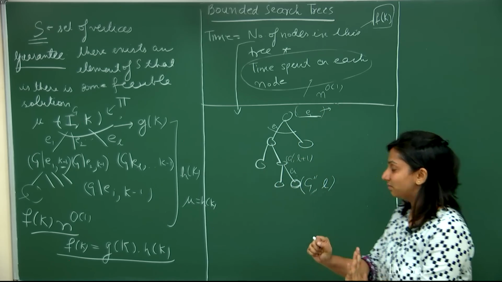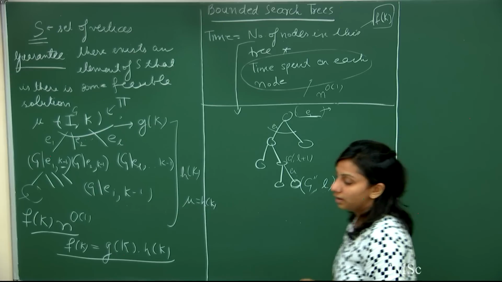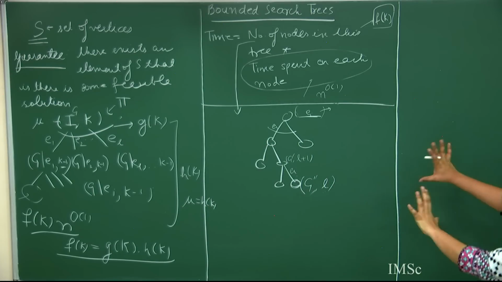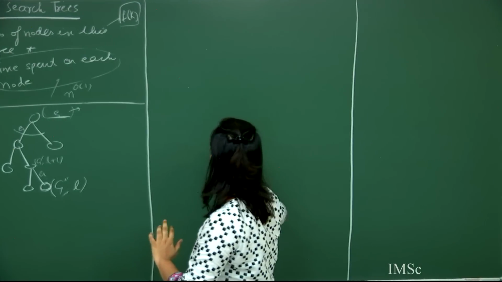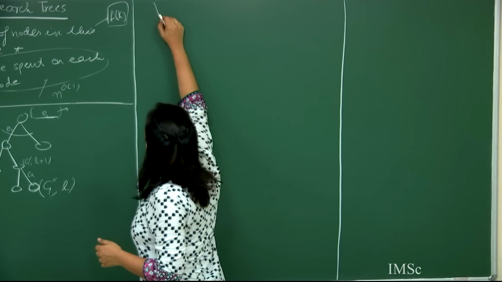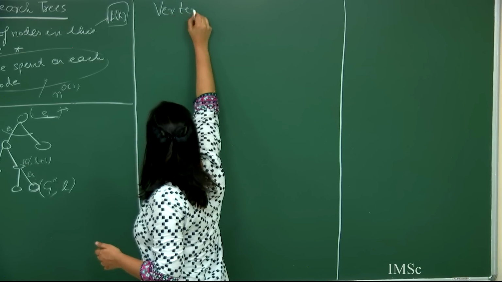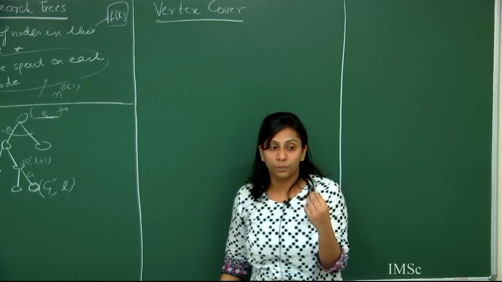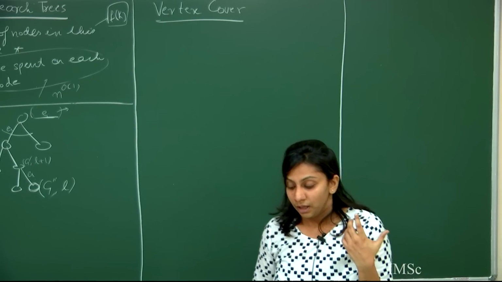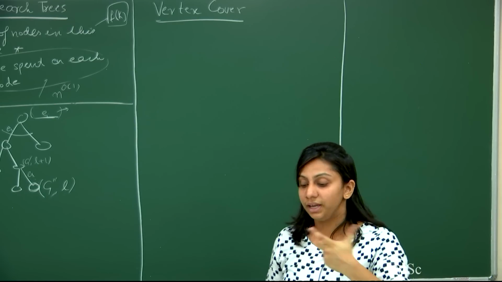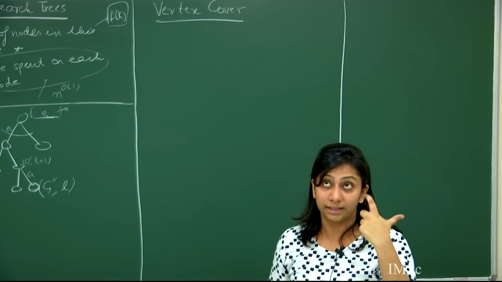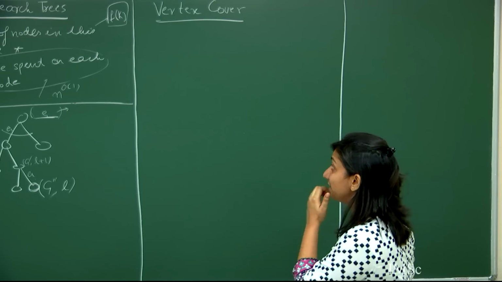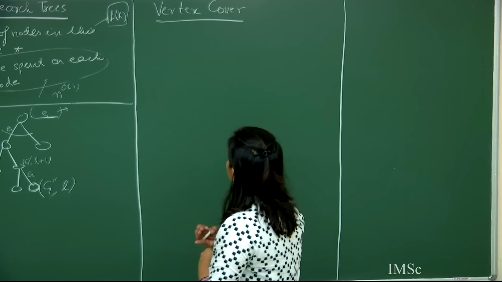Okay, so let us do one problem formally, and let us see everything in a formal setting. Let us talk about this problem called vertex cover. I hope you all know what this problem is by now. It's removing a set of vertices such that for every edge, there is at least one endpoint of that edge in the solution.